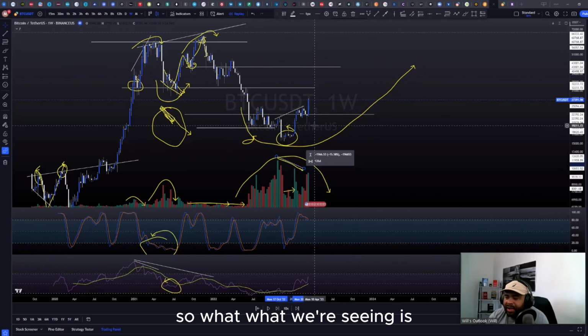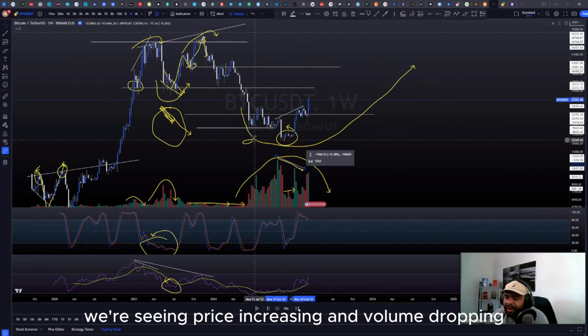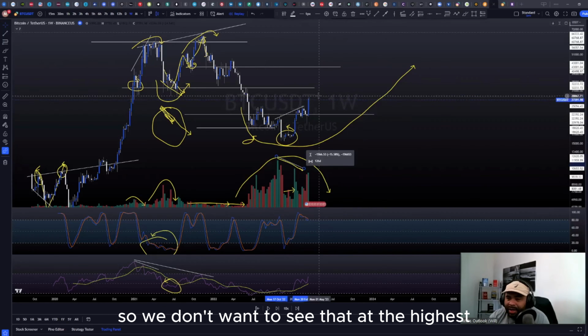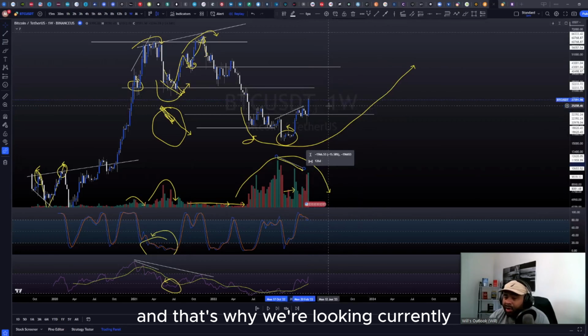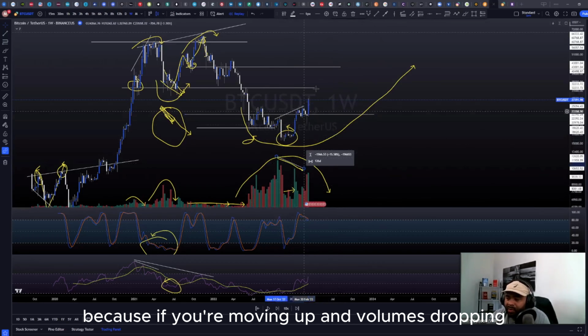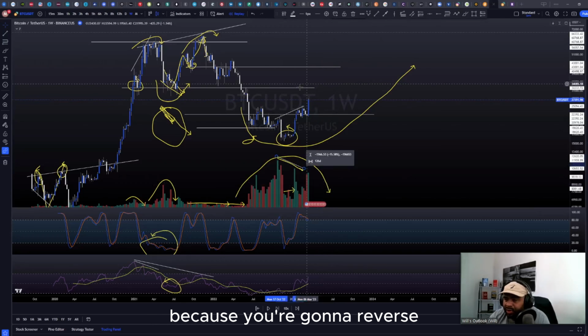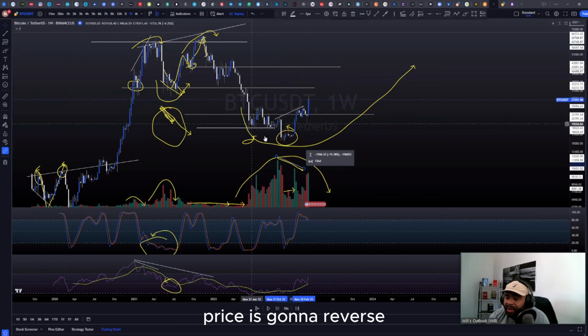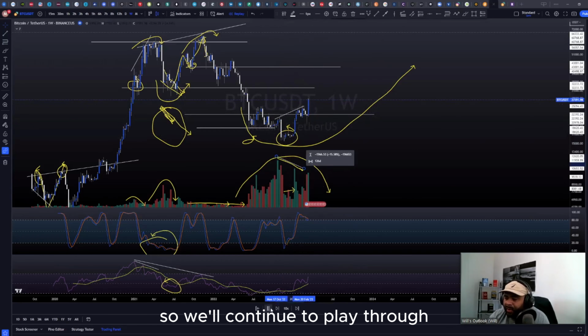So what we're seeing here is price increasing and volume dropping, right? Volume's dropping. So we don't want to see that at the highs, and that's why we're looking currently for a reversal move here at the highs. Because if you're moving up and volume's dropping, that's bearish, right? Because you're going to reverse. Just like if you're moving down and volume's dropping, that's bullish. Price is going to reverse.